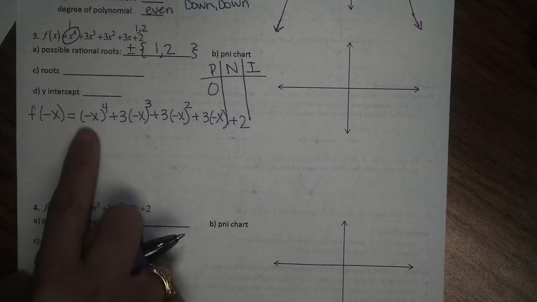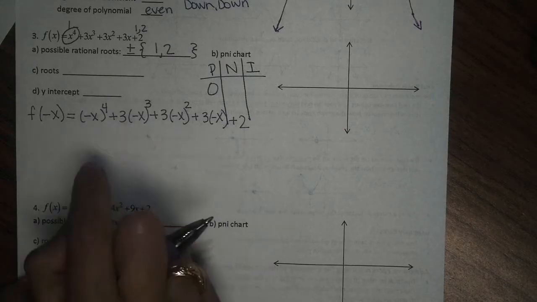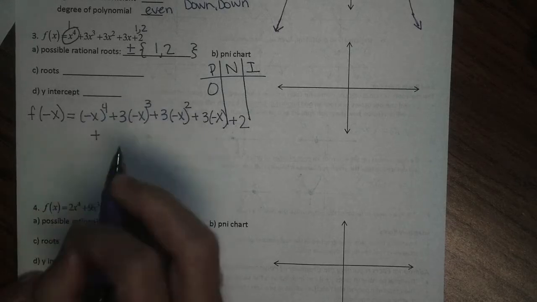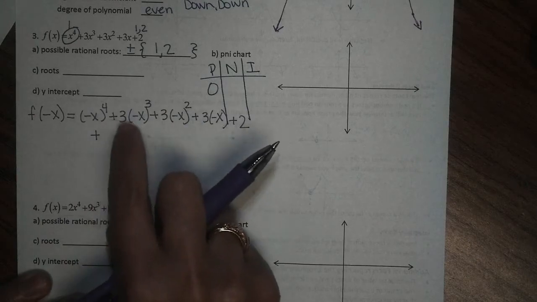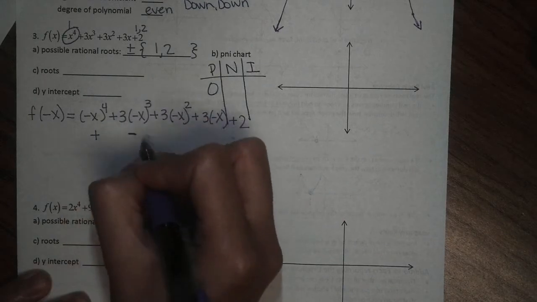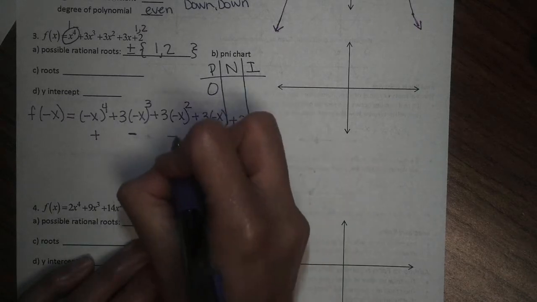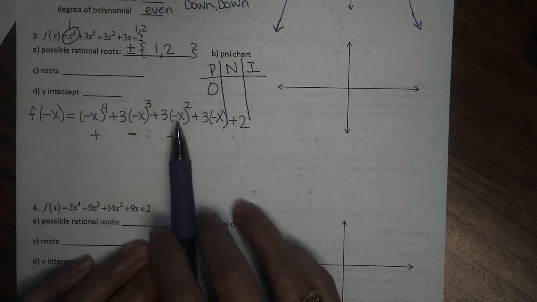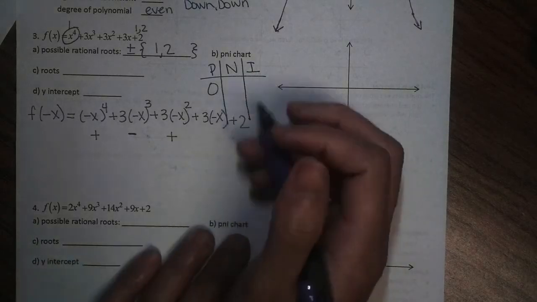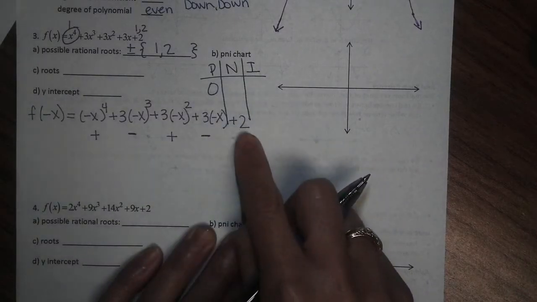Now I want to count how many times those terms switch signs. Before you do that, I like to simplify it. Negative x to the 4th is going to be a positive term. Plus 3 times negative x to the 3rd is going to be a negative term because negative x cubed is negative. Plus 3 times negative x squared is going to be another positive term, because anytime you have a negative raised to an even power, it becomes positive. Next, you have 3 times negative x, that's a negative term. And finally, you have a positive 2.